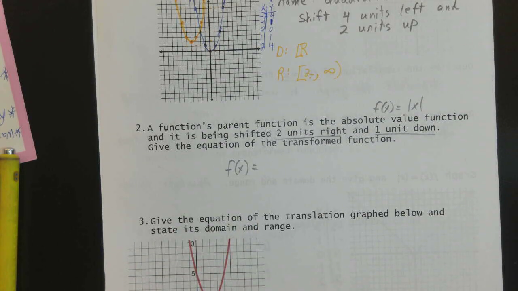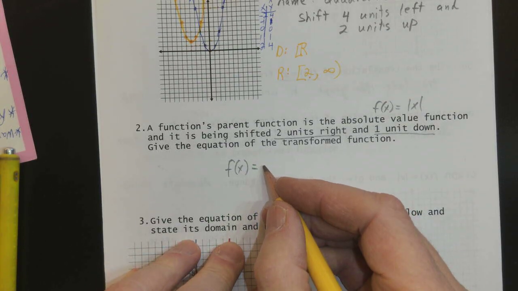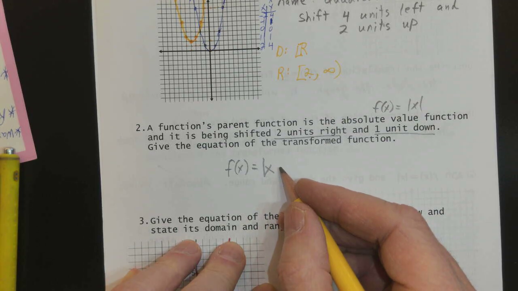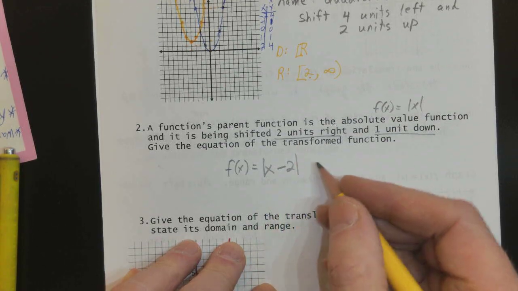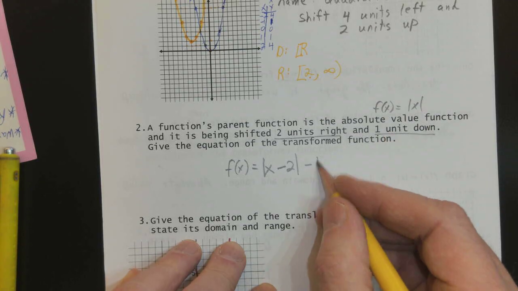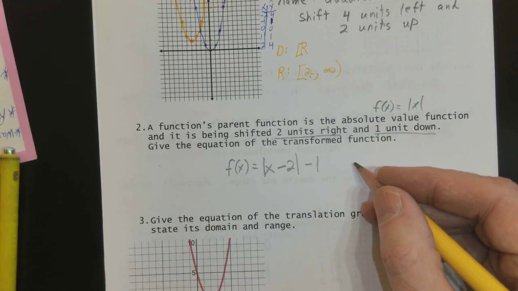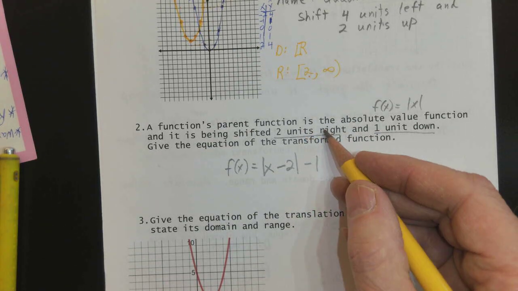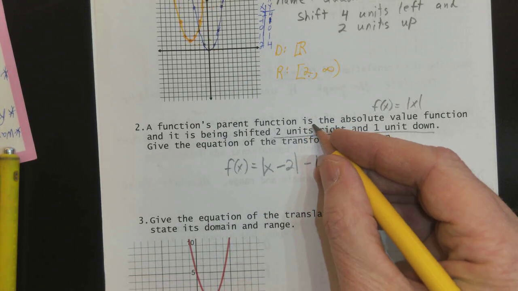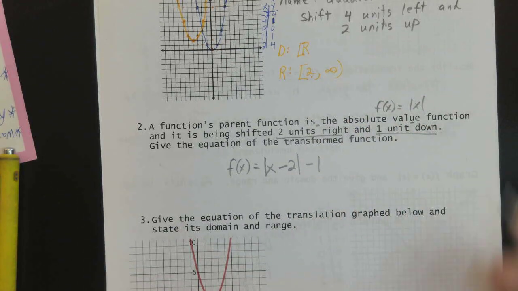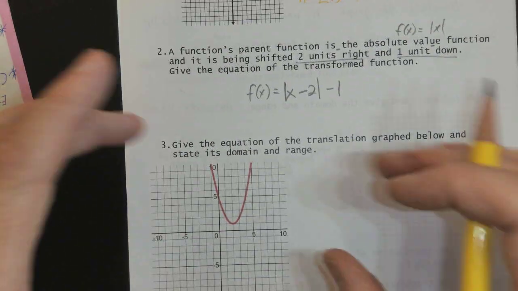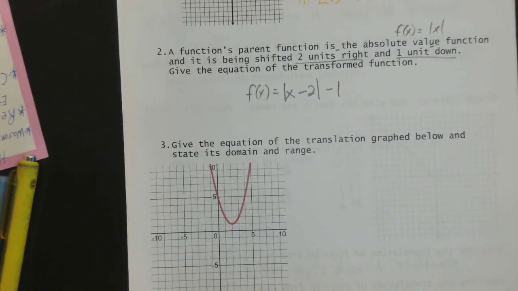Any thoughts? Jesse? It would be the absolute value of x minus 2, and then minus 1. Yes, good. Two units right is minus, 1 unit down is minus. Okay. And then number 3, we're just looking at a graph.